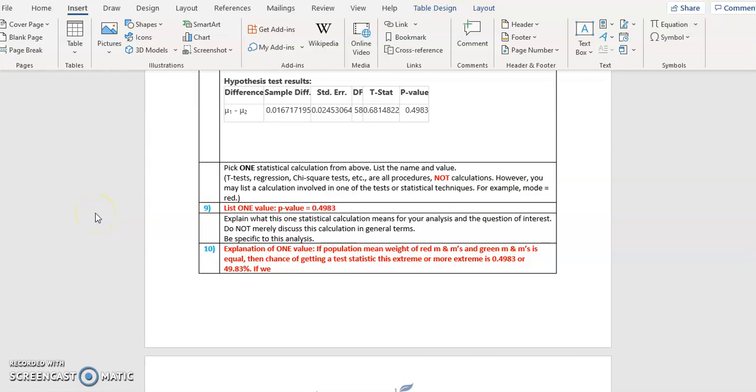So this video is part 2 of Milestone 4. We're looking at question 10, explaining what the p-value is. I've chosen my p-value in question 9, and now I'm explaining it.